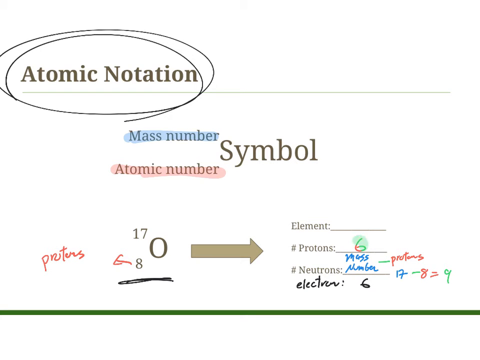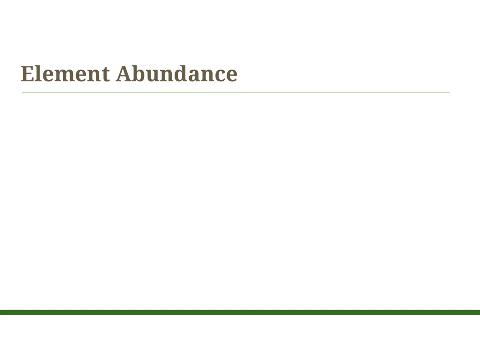I screwed this up. So this should be 8, and this should be 8. And the element is still oxygen. Okay, so protons plus neutrons is our mass number. Okay, you're going to need to use that later.